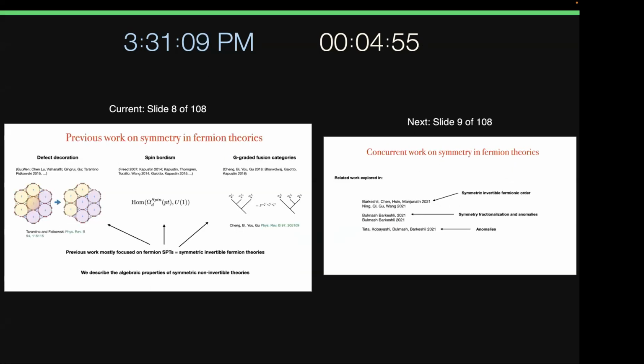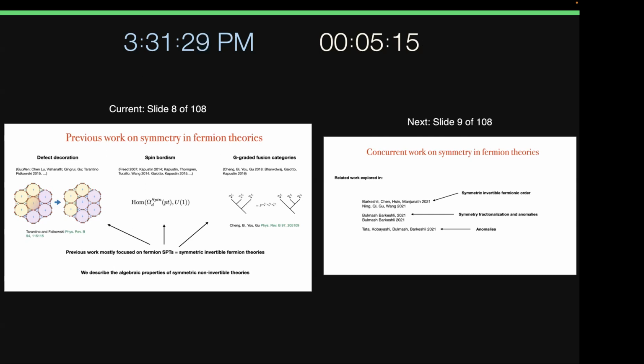Okay, so let me just touch on some of the previous work in classifying symmetric fermionic phases. So this is actually a pretty old subject by now. It's been going on for 7-8 years. And there have been many ways of tackling it.